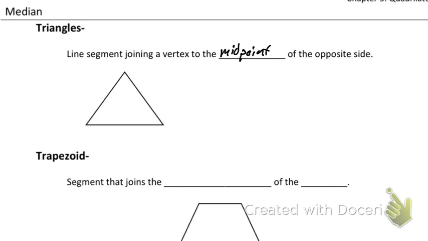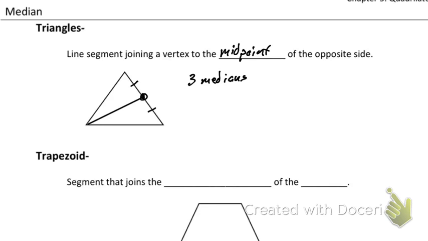How many medians does a triangle have? What do you got? 3. There are 3 medians, because we have 3 vertices. If I go from that vertex to over here, that's a median. Make sure you put your little tick mark saying that that is a midpoint.